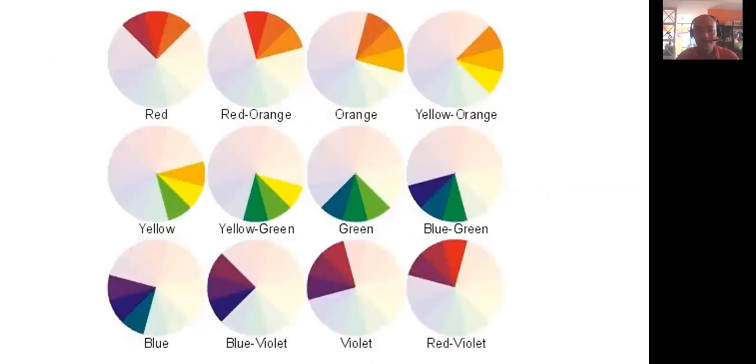So this is another example of a red analogous scheme. As you notice here, there is only one primary color involved, just one. So we have red, orange, yellow, and the rest, so green. So from the family of the red, the family of the yellow, and the family of the blue color schemes.